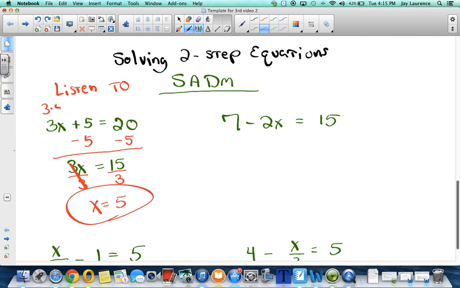I'm going to go 3 times 5 plus 5. 3 times 5 is 15, plus 5 is 20. It checks because I got the 20.